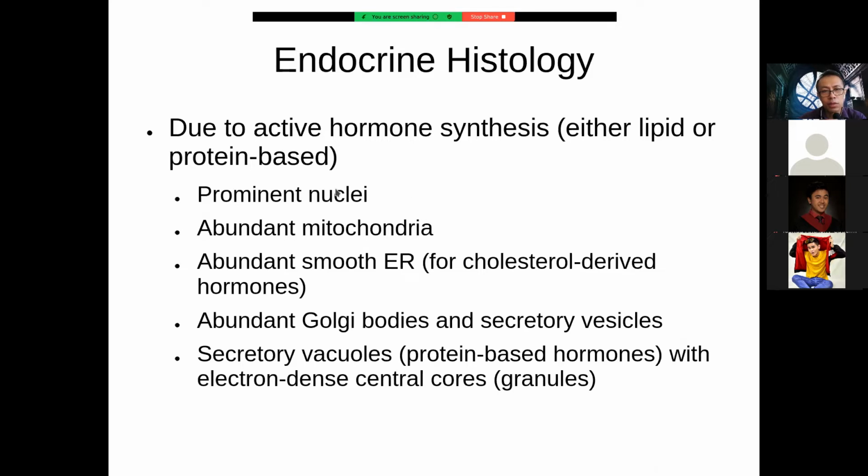Next, production of hormones requires energy. So energy means you need the powerhouse of the cells, which are your mitochondria. And as mentioned earlier, depending on what hormone is eventually produced, there will be a predominance of a smooth endoplasmic reticulum if you're producing a hormone derived from fat.